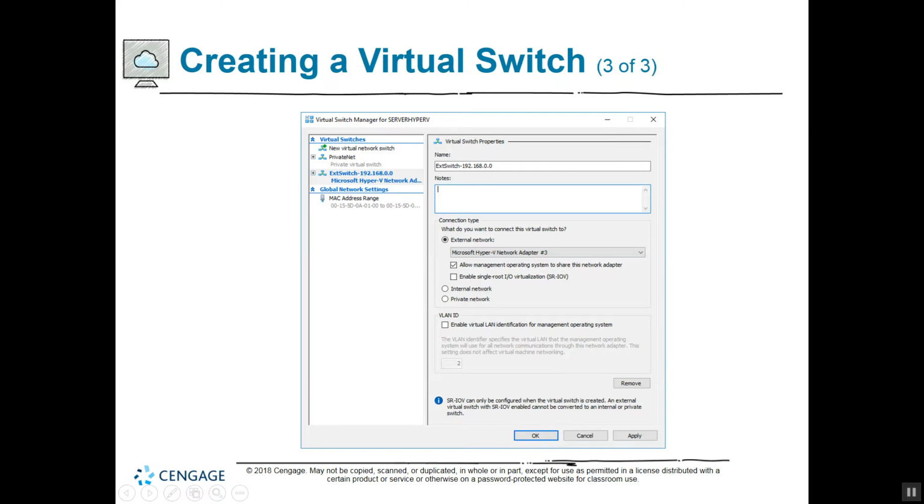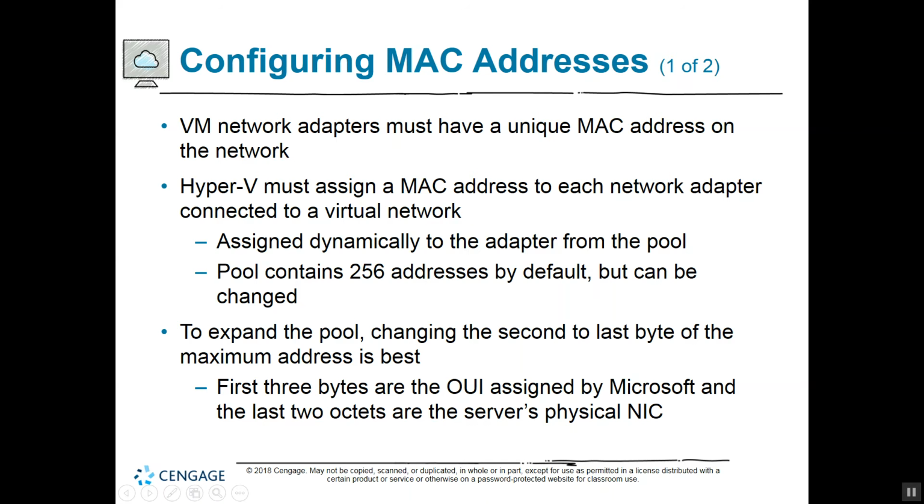We can put notes in here, like anything else. The more documentation, the better. It's an external switch, Hyper-V network adapter number 3. And we just go right on down the line, all the options that we need to or choose to enable or disable. Now, virtual machine network adapters must have a unique MAC address on the network.